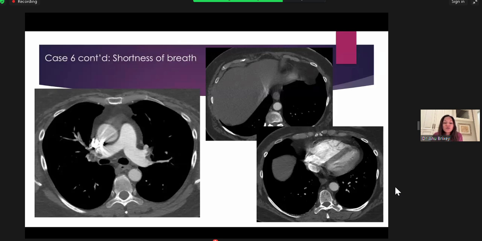So for those of you astute radiologists, I'm sure that you've right away noticed that this patient actually has pulmonary emboli. They have filling defects that are present here in the distal right main pulmonary artery, as well as in the left upper lobe, and possibly in the distal left main here.